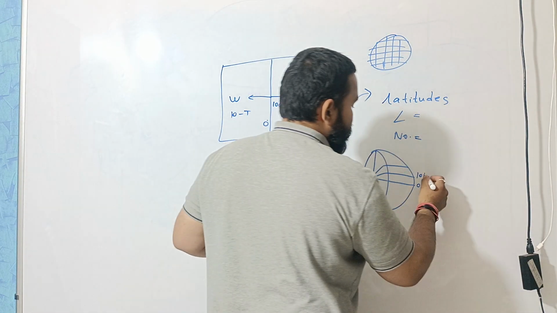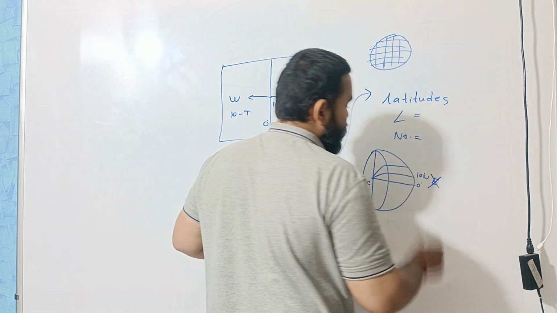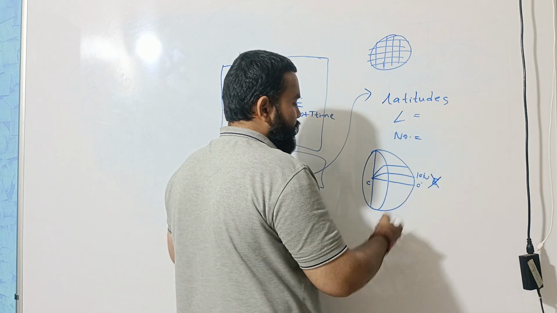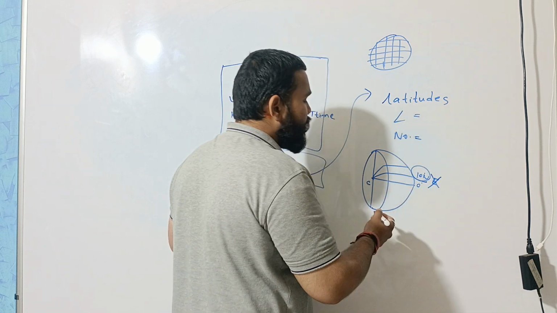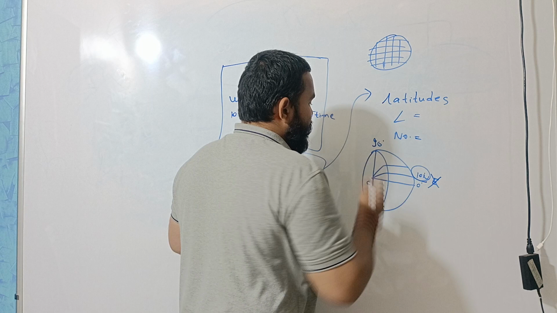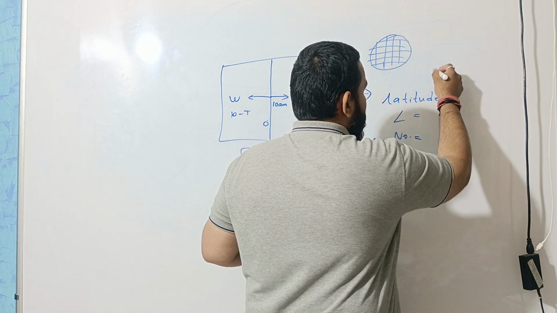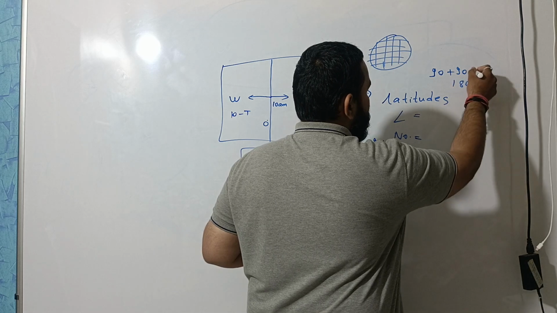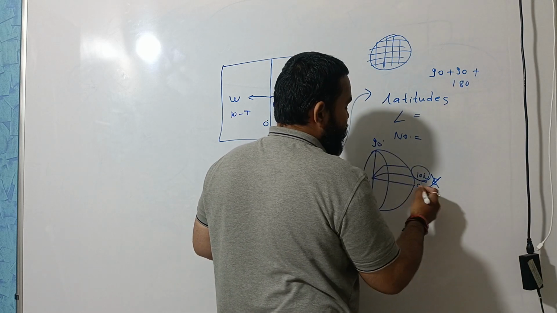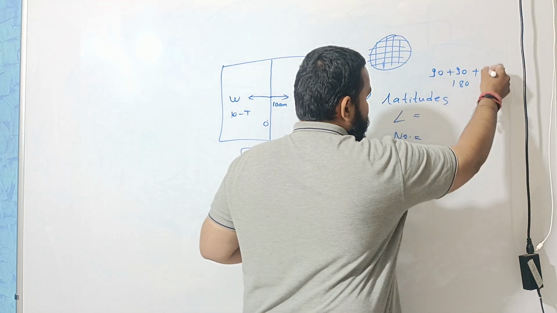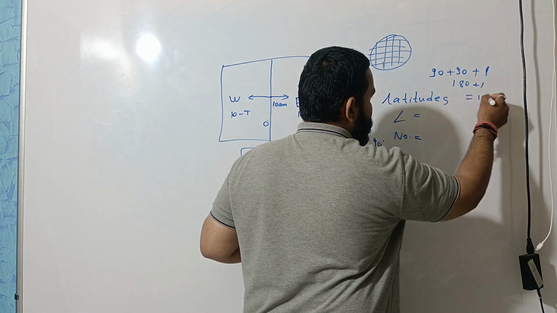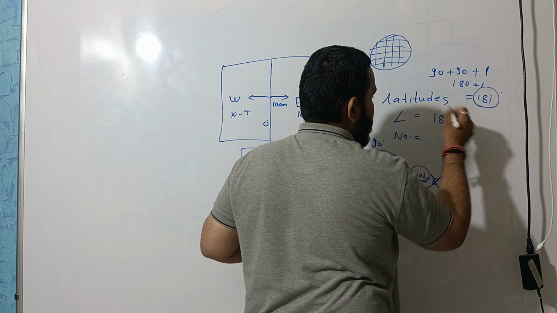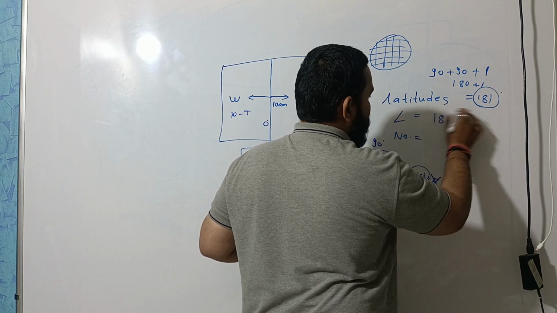If someone writes east here, then it is totally wrong, because this is northward, this is southward, this is westward, this is eastward. So this is north. If I draw up to 90 degrees, then there are a total of 90 plus 90, 180 angles. But the 0 degree equator is one more angle, that's why there are 181 total angles. So 181 angles, not degrees, the number of angles.